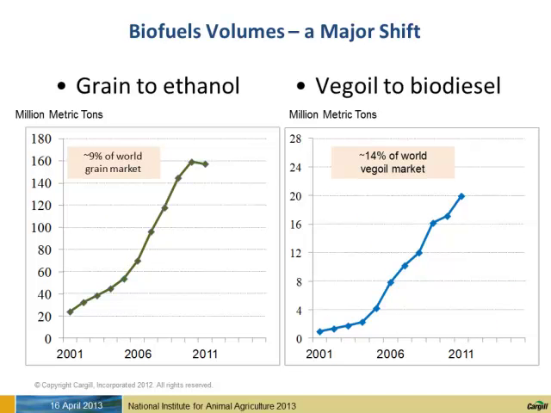Biofuels. No discussion about a trend would be complete without talking about the shift in biofuels over the past 10 to 12 years. You can see the growth of grain in the U.S. going toward ethanol, the growth of vegetable oil going toward the production of biodiesel. Huge implications for demand, and the implications, obviously, that it has for meat production.